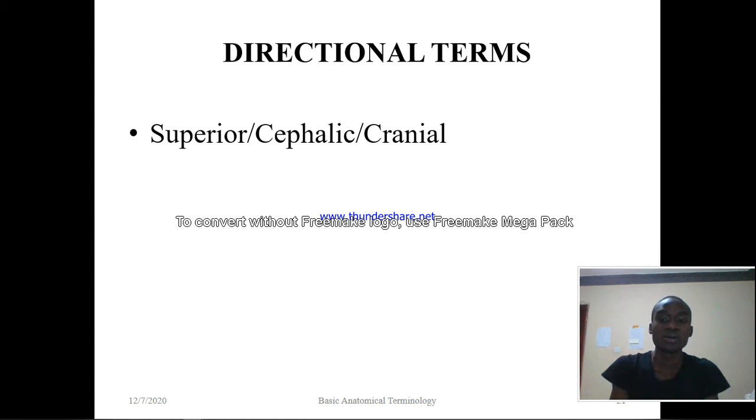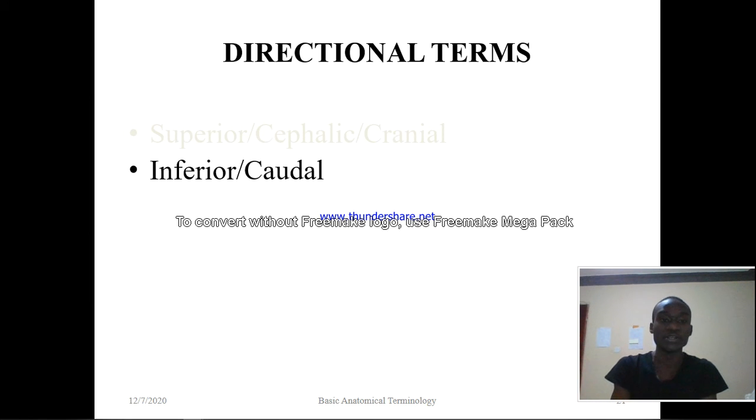So we are locating the eyes in relation to the mouth. We can say, in the cranial region, superior to the mouth. Then you reduce the amount of words that you could have used in trying to locate the eyes in relation to the mouth. So we say the eyes are located in the cranial region superior to the mouth. Above the mouth in the cranial region we shall find the eyes.